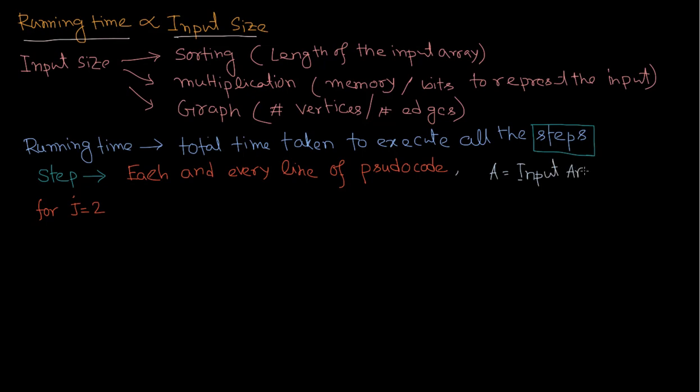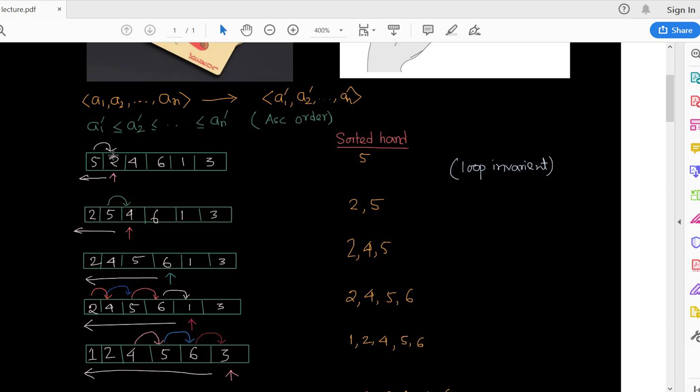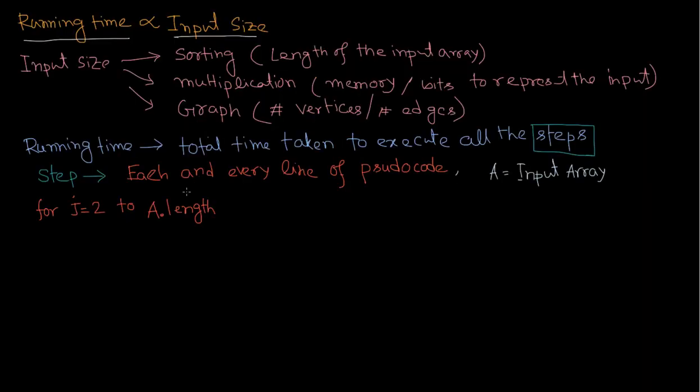Okay, if a is my input array, I'm writing for j equals 2 to array.length. So this is how we give the array length in the pseudocode, a.length. That means we are running from the second element to the last element, and that is what I have written over here.